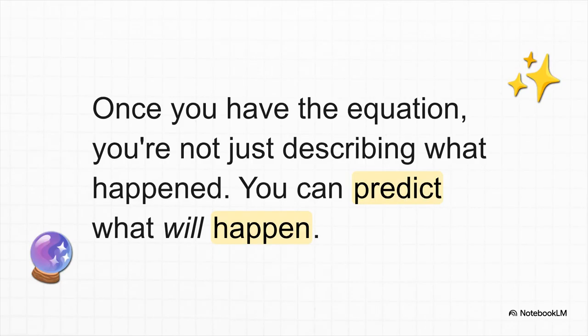And this is the magic right here. Because once you have the equation, once you have the rule, you're not just describing what already happened. You can predict what will happen. How many stones is David going to have in 100 hours? Well, it's 4 times 100. 400. The equation gives you this incredible predictive power.